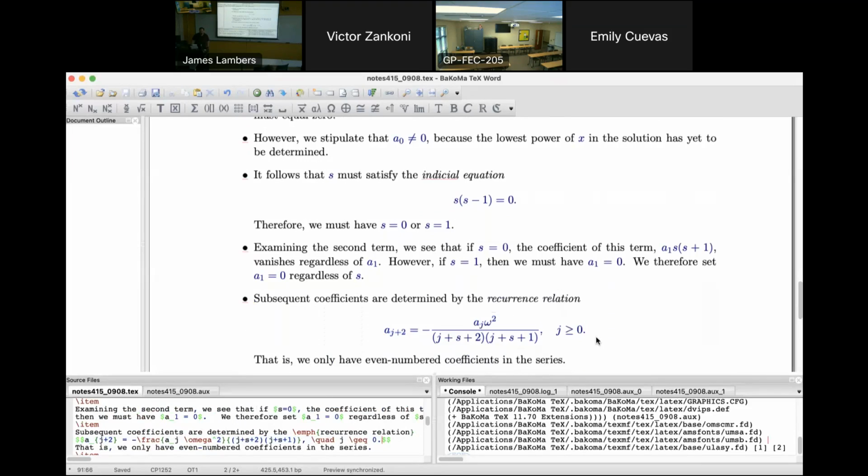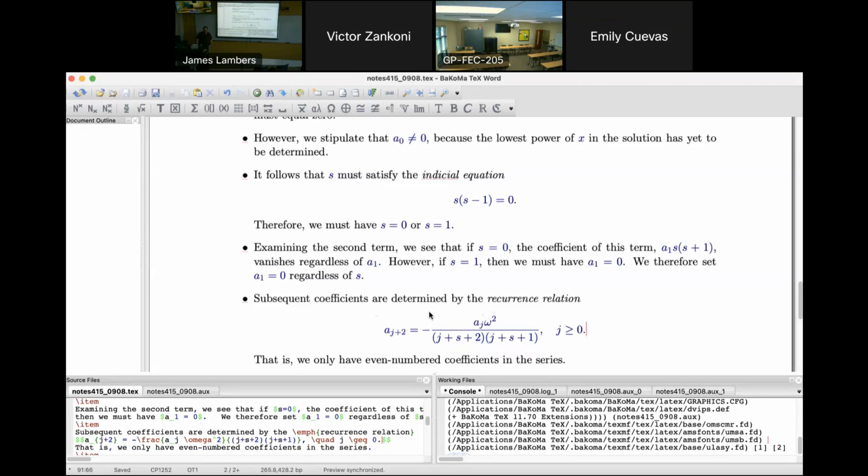Now, this is a homogeneous ODE, so any scalar multiple of a solution is also a solution. So we can choose a0 to be anything. We can just let a0 equal 1. Then a2 would be determined from a0, a4 would be determined by a2, and so on.